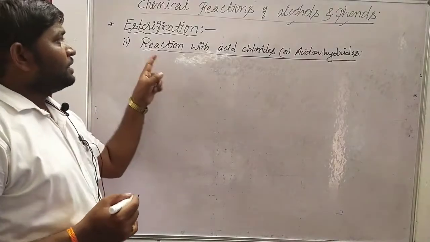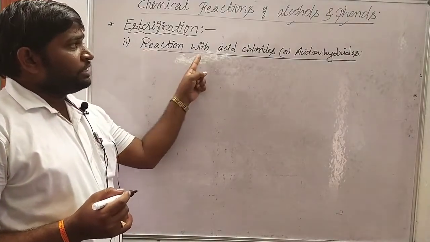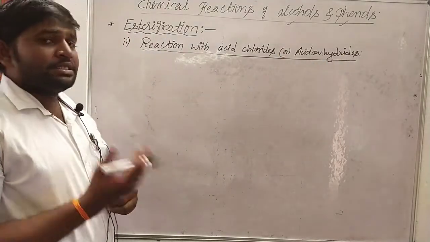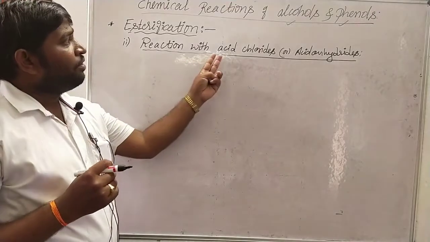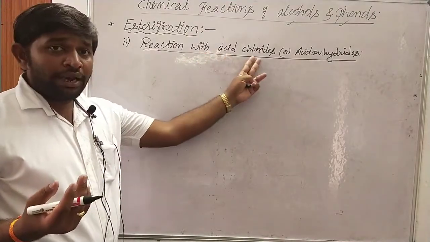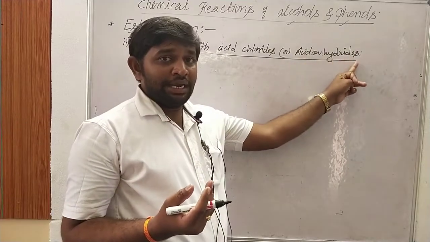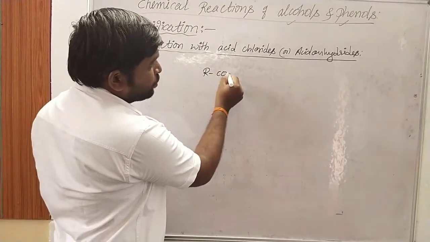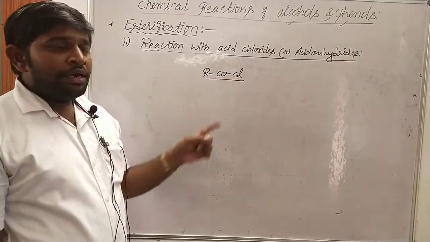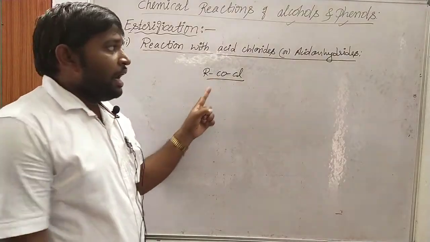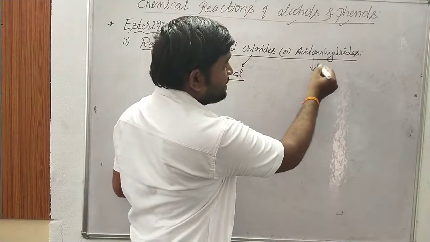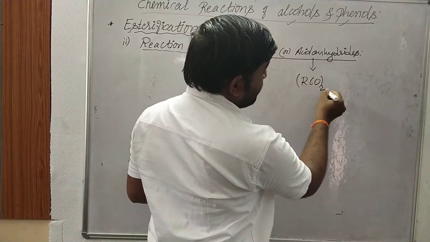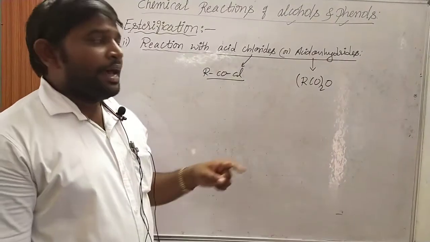Now let us consider the second reaction, that is, reaction with acid chlorides or acid anhydrides. We can also prepare esters by the reaction of alcohols with acid chlorides or acid anhydrides. As you know, what do you mean by acid chloride? Acid chlorides have the general formula RCOCl, for example acetyl chloride. One more is acid anhydride. What is the general formula for the acid anhydride? That is (RCO)2O.